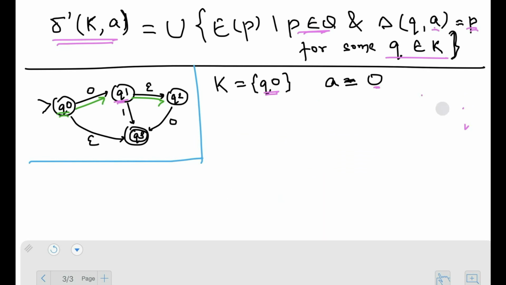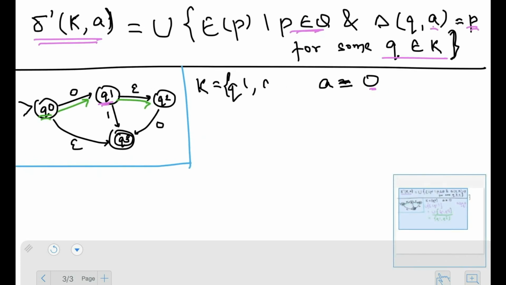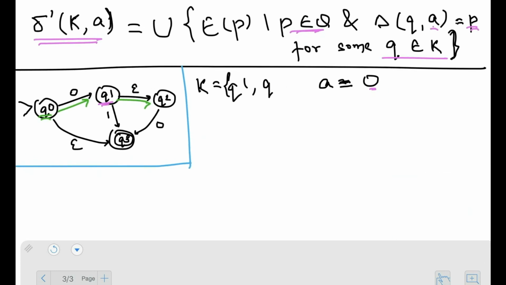So let's take the second case where K this time is, let's say, equal to q1 comma q2, which is the state that we got from q0 on input 0. So I have K equals q1 comma q2. Now, once again, let me just use a different color. So once again I start with q belongs to K. So this time I have two of those.